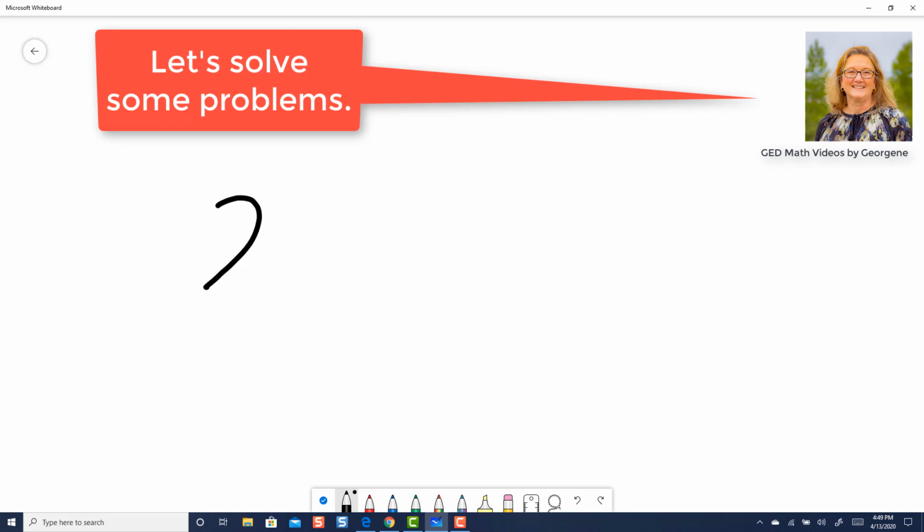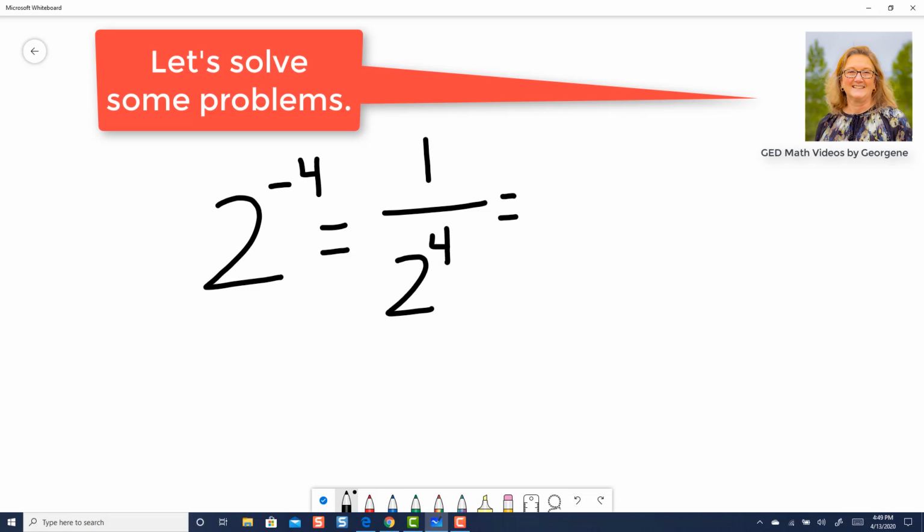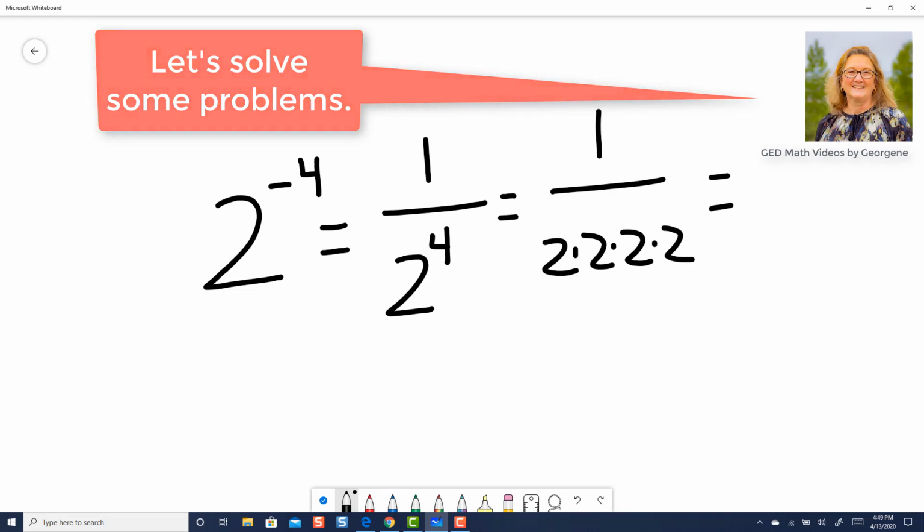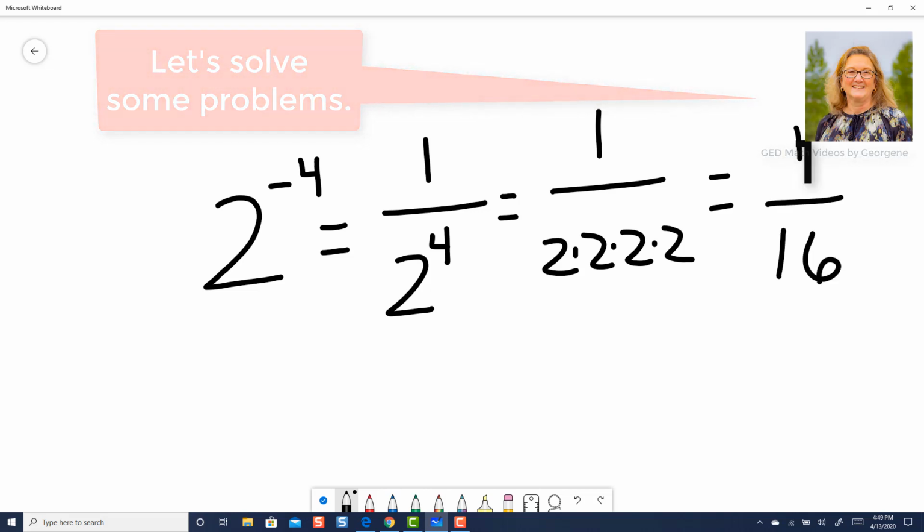Finally, in our last example, we have 2 to the negative 4 power. It's a negative exponent, which means we need to rewrite it as a fraction. So it becomes 1 over 2 to the 4th power. And so that would become 2 times 2 times 2 times 2, which gives us 1 over 16.